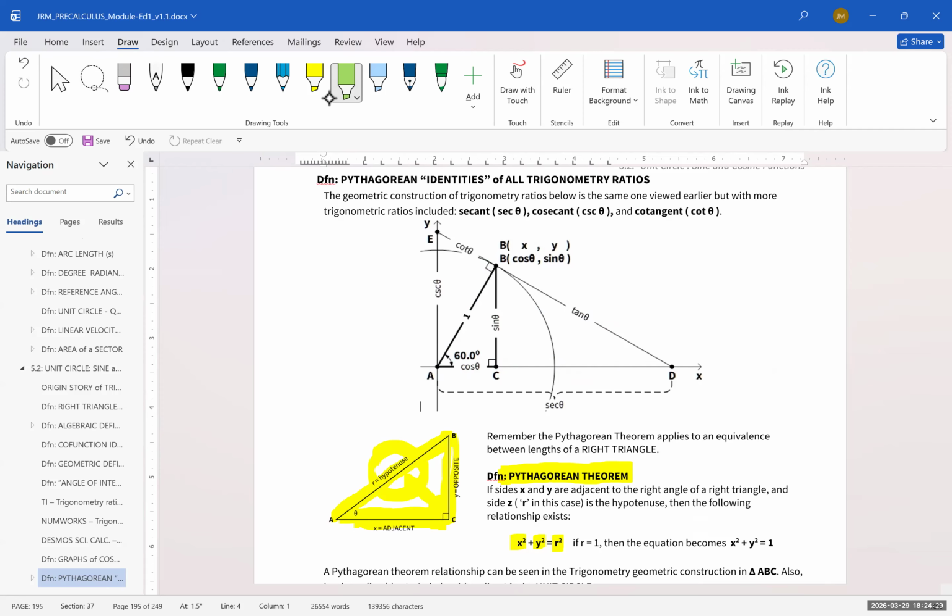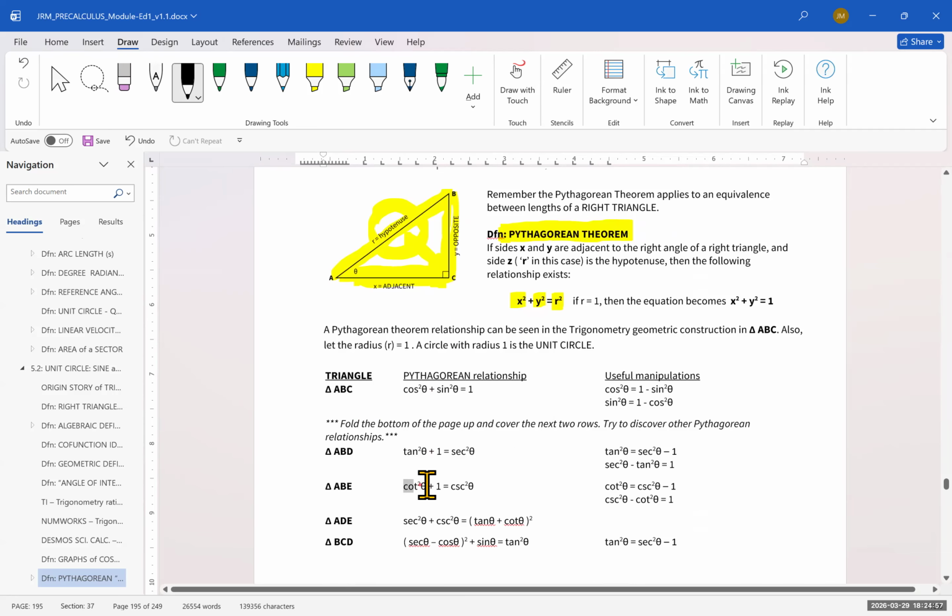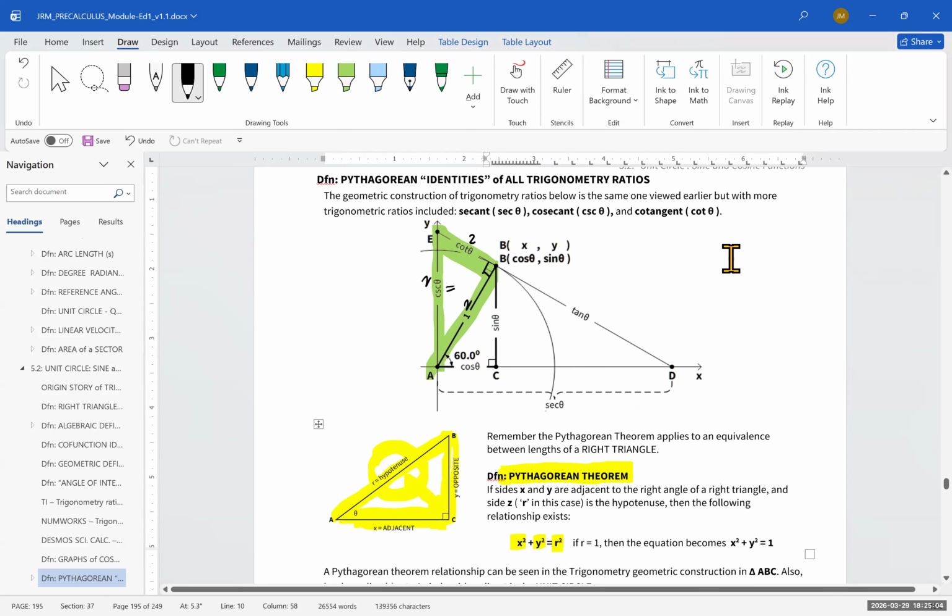Another one is we've got A, B, and E. There's another right triangle. And you can see the right angle is already drawn in. So we should have cotangent squared theta plus 1 squared theta equals cosecant squared theta. And if we come down here, you can see we've got cotangent squared theta plus 1 squared equals cosecant squared theta. Okay, that's one.